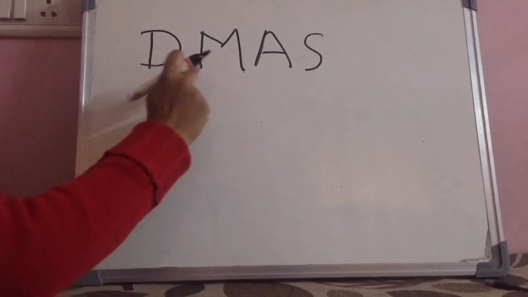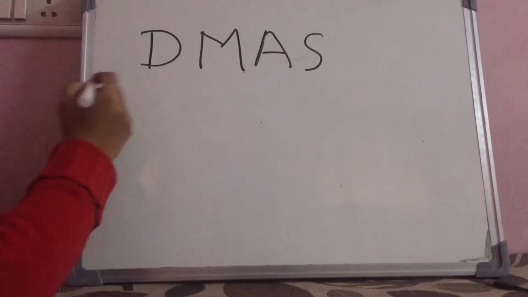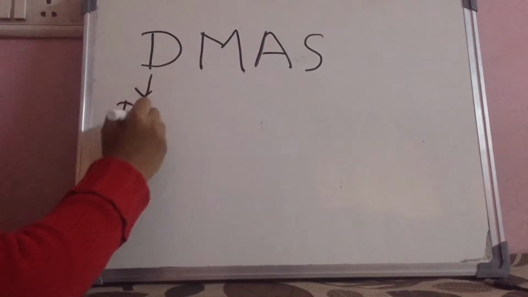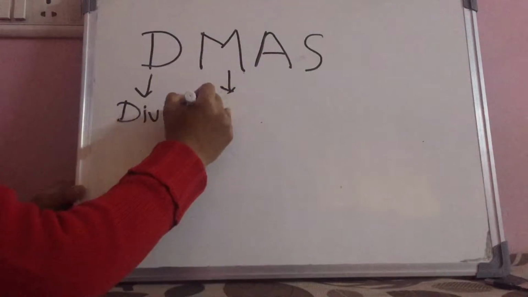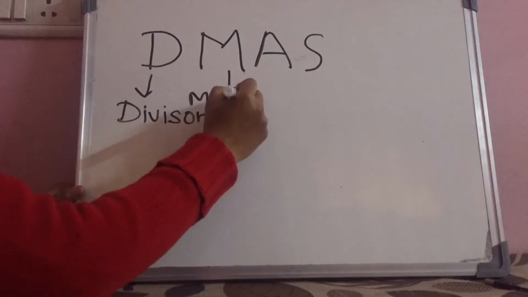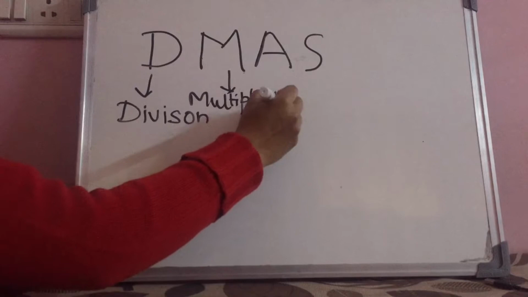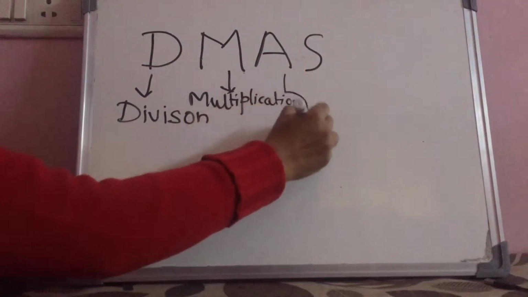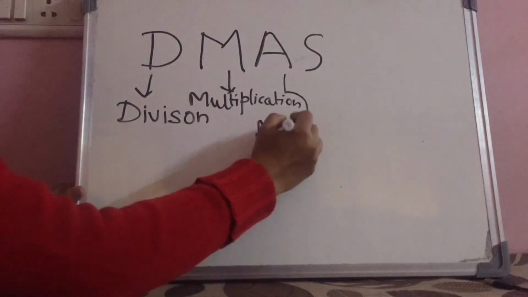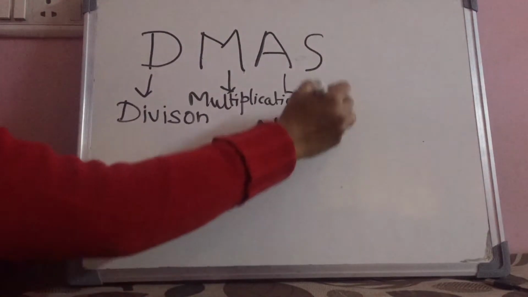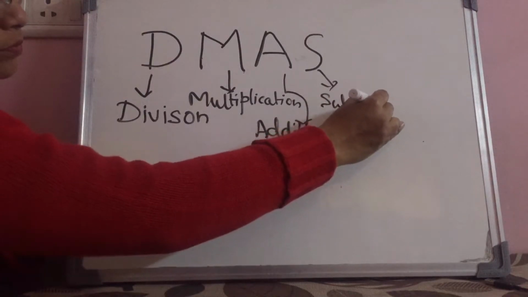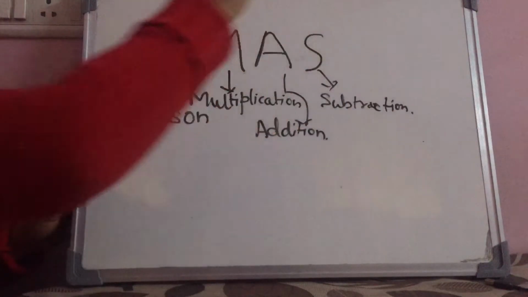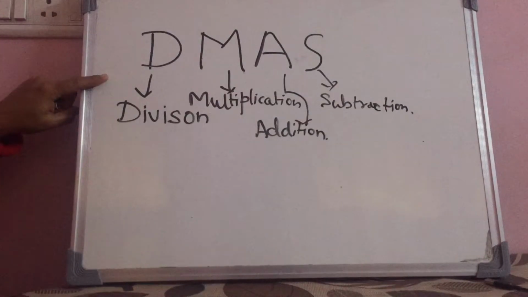So what is DMAS? DMAS. D stands for division, M for multiplication, A for addition, and S for subtraction. So, in arithmetic expressions, we use this rule to solve them.